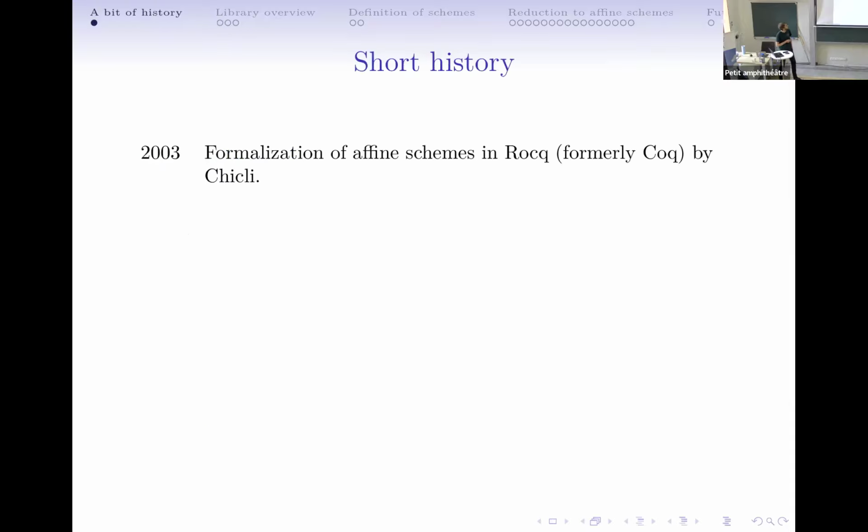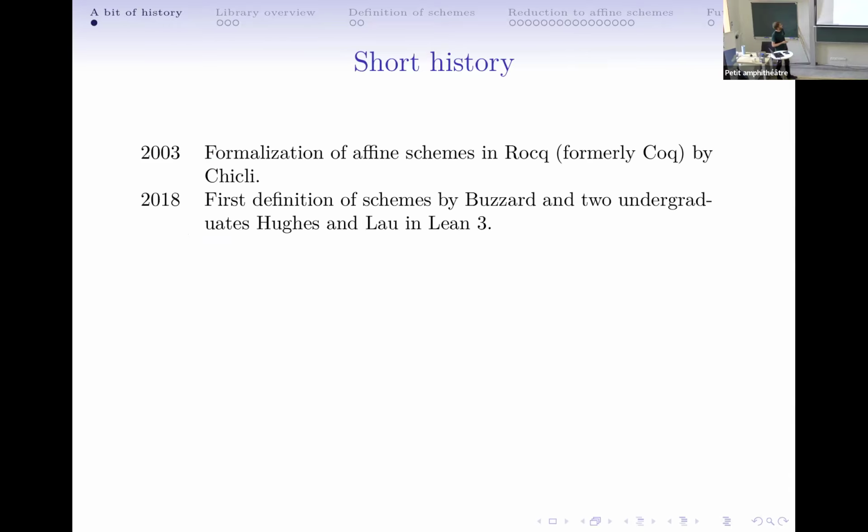Okay, so I'll start with a bit of history, and I think the first formalization of affine schemes was in 2003 by a PhD student, Chicli. I can't access his PhD thesis, so I didn't verify my claims here. What I've read is they have formalized affine schemes in Coq, but they didn't formalize schemes. And then in 2018, so 15 years later, a first definition of schemes was done by a group of Kevin Buzzard and two undergraduates at Imperial College. And they formalized schemes in Lean 3.